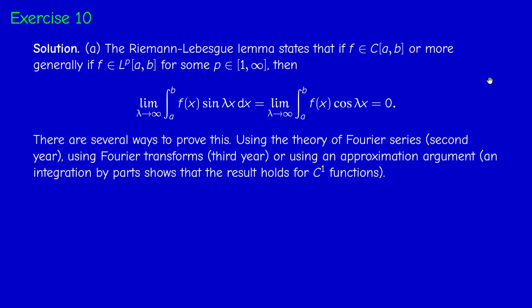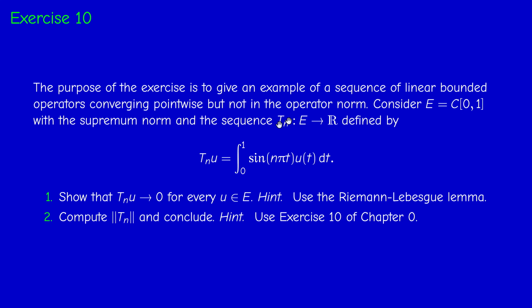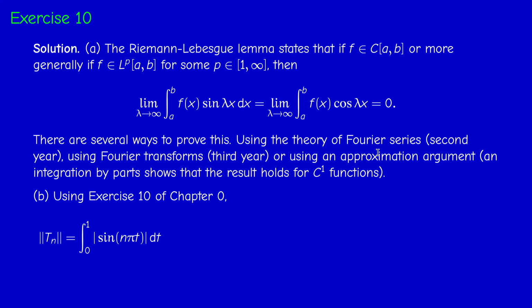So in particular, here I take lambda equal n pi, and a equals 0, b equals 1. So this tends to 0. So the limit operator is just the 0 operator. So T_n converges pointwise to the 0 operator, but not uniformly. Why? This is a little trickier, because there is an exercise in chapter 0, exercise 10, that tells me that there is a very simple formula for the norm of the operator T_n. It's just the integral of the absolute value of sine n pi t.